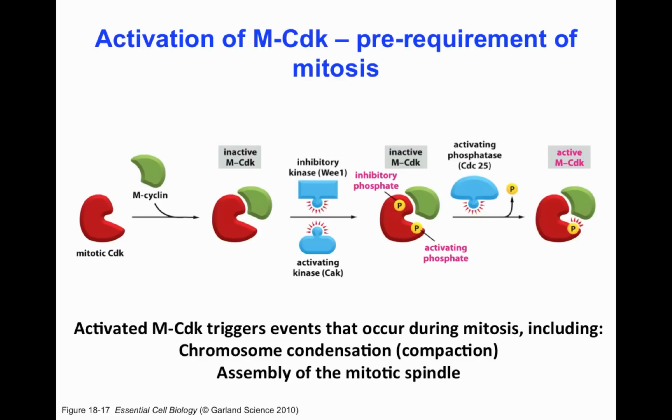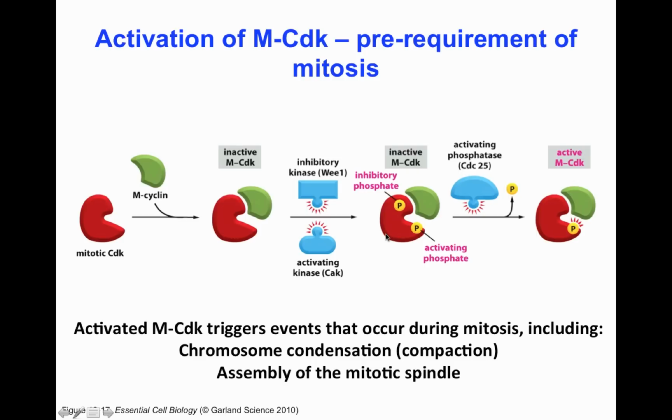As I mentioned to you, when the cells have undergone interphase, they're going to enter into the M cycle. Now, to get into the M stage of the cell cycle, you have to activate M-Cdk, and you have three requirements that are needed for that. Number one is the binding of the M cycling to the mitotic CDK. That complex is inactive. Then you're going to have phosphorylation at two different sites. The kinase Wee1 will phosphorylate the inhibitory phosphate, and the kinase CAK will phosphorylate the activating phosphate, and still at that point this complex is going to be inactive.